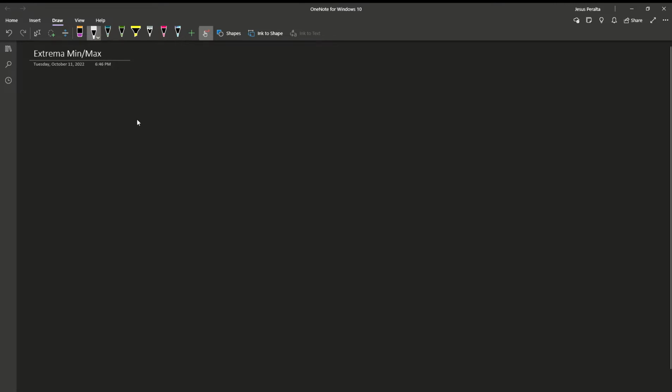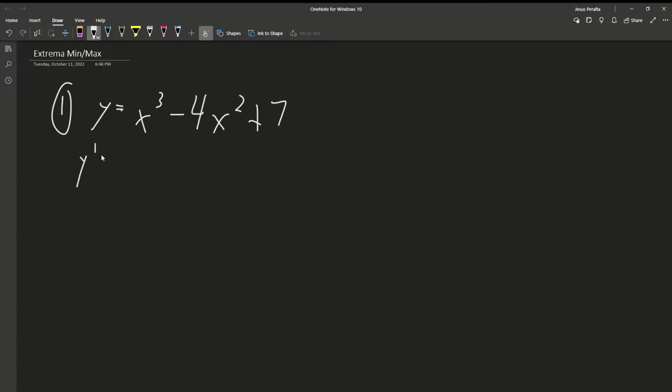So for the homework, for number one, it's going to be y is equal to x cubed, minus 4x squared plus 7. Sorry for my bad handwriting. I might have to go a little bit slow. Okay, so the first step, as we all know, is to find y prime of this equation.